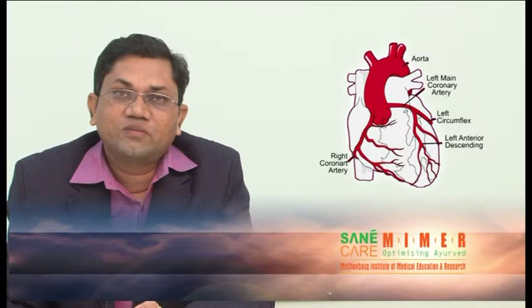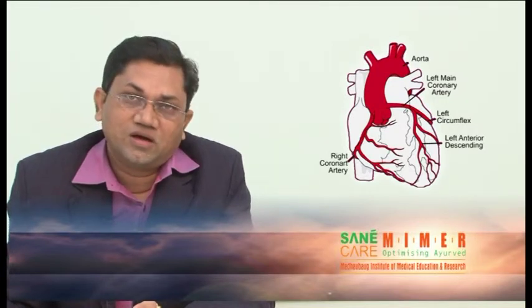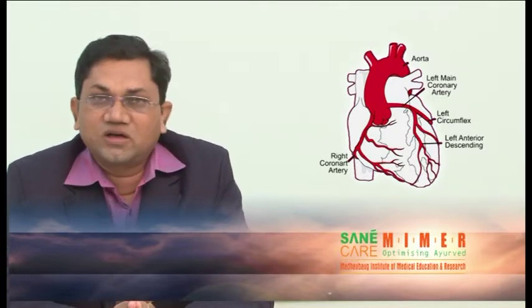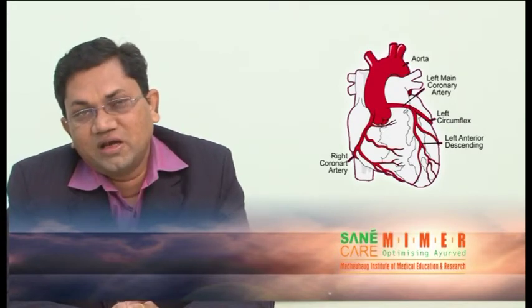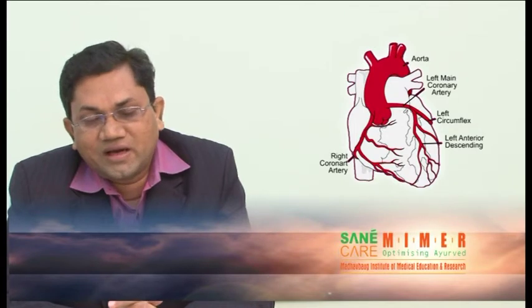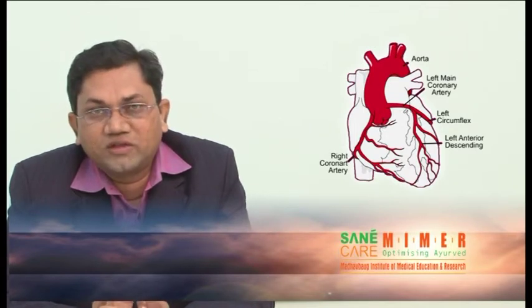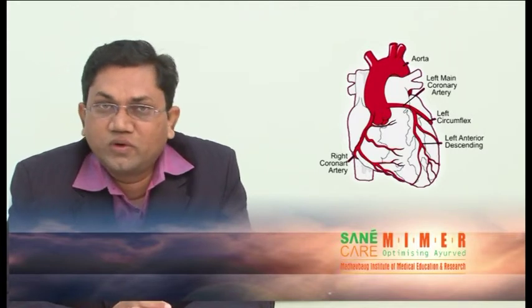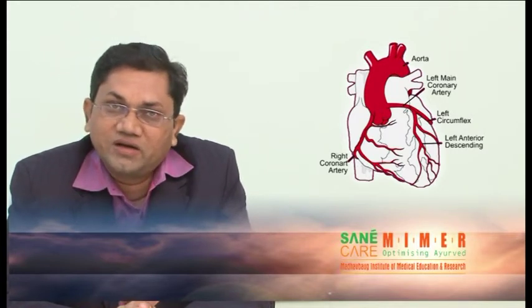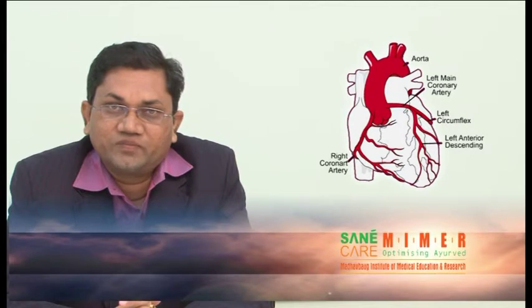Now we will come to the blood supply of the heart. As we know, the coronary arteries are the main source of blood supply to the heart, and these coronary arteries arise from the base of the arch of the aorta, and they are of two types, that is the left coronary artery and the right coronary artery.